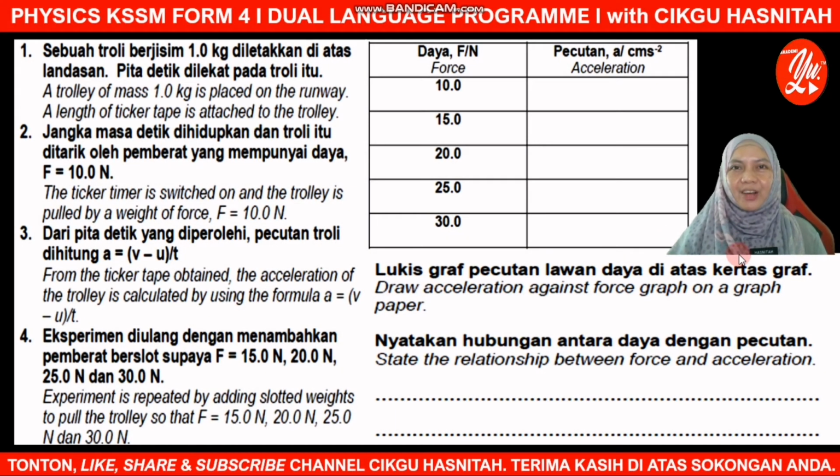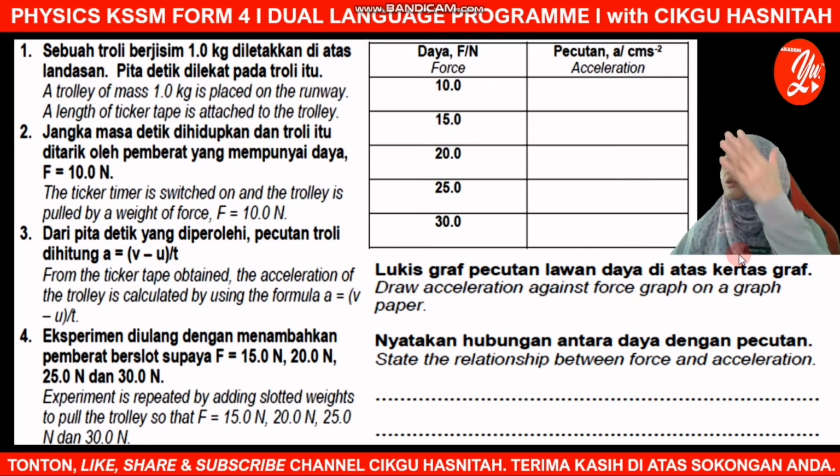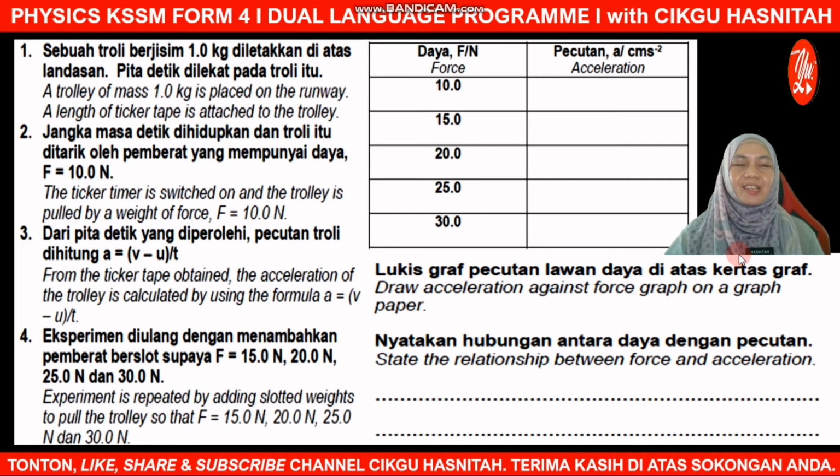So before we check out the outcome of this experiment, let us go through the method or procedure. Number one, a trolley of mass 1 kg is placed on the runway and a length of ticker tape is attached to the trolley. Number two, the ticker timer is switched on and the trolley is pulled by a weight of F 10 Newton. So we begin the experiment by applying a force of 10 Newton to the trolley.